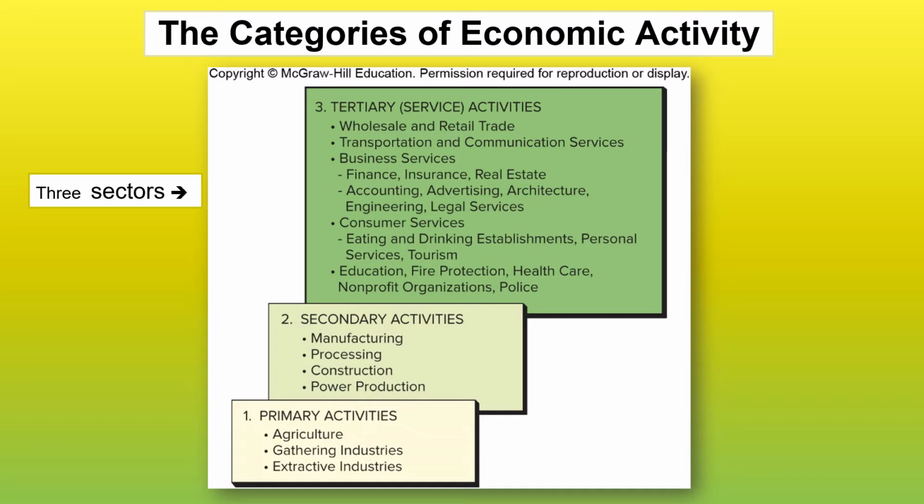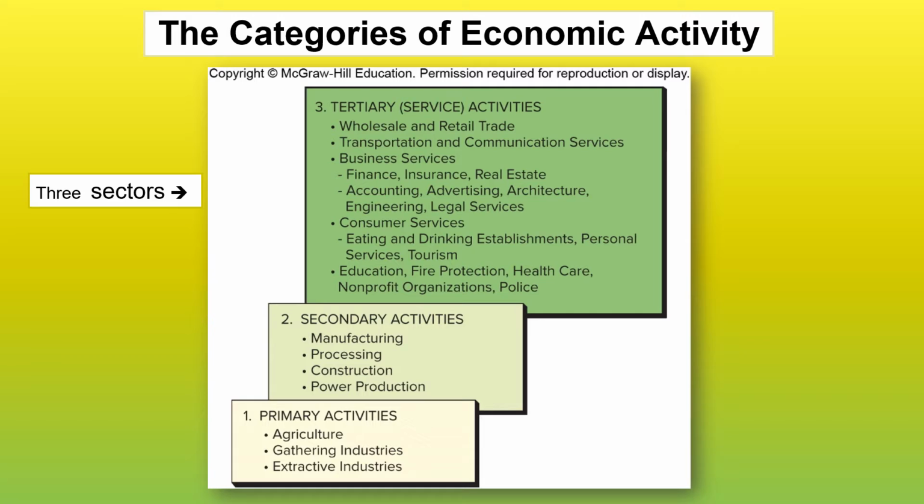Secondary activities, the secondary doesn't mean they're less important, but that means that it occurs later. Manufacturing, where you take ore that was mined, that's a primary activity, mining, and you make it into steel, or you take the steel and you turn it into automobiles. So secondary activities includes all manufacturing, processing, construction. Utility power production is usually called a secondary activity too.